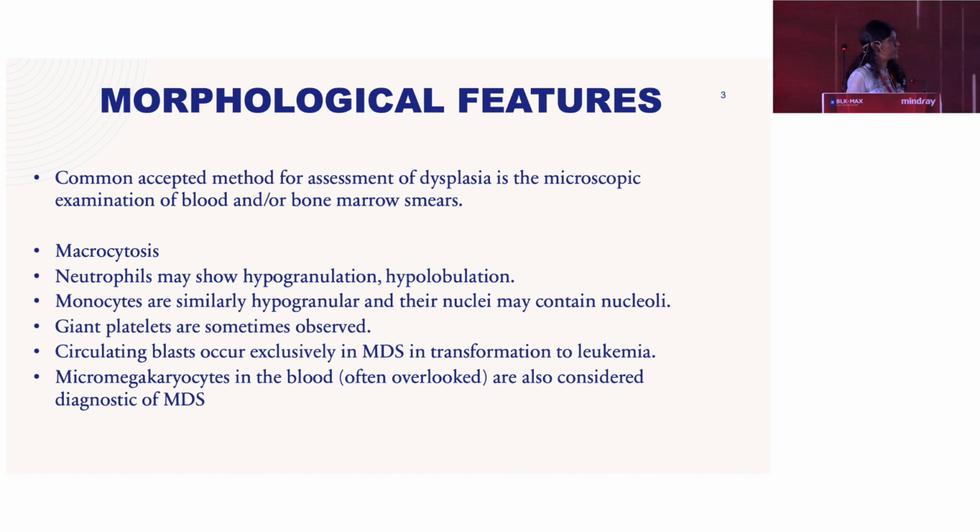Peripheral smear in the RBC can show macrocytosis. In the bone marrow, it can show ring sideroblasts. Neutrophils can show hypogranulation, hypolobulation, pseudo-Pelger-Huët anomalies. Monocytes are hypogranular, often with nuclei containing nucleoli. Giant platelets can be seen. Circulating blasts are seen in cases where MDS with IB1 or IB2 is suspected. Micromegakaryocytes or fragments of micromegakaryocytes also can be seen in the peripheral smear.